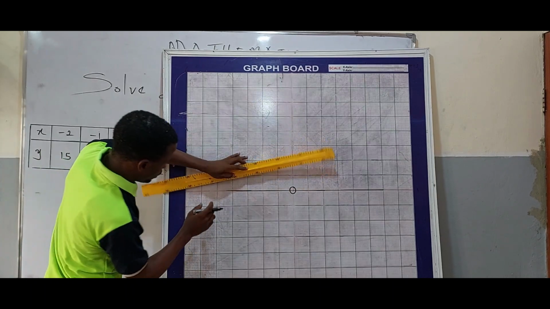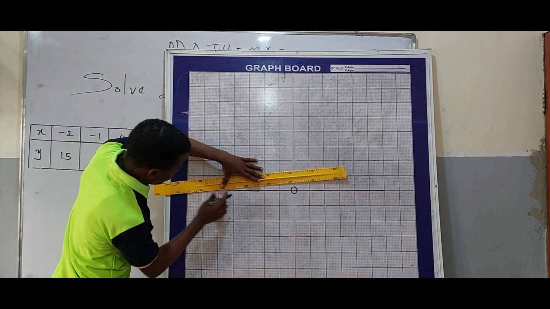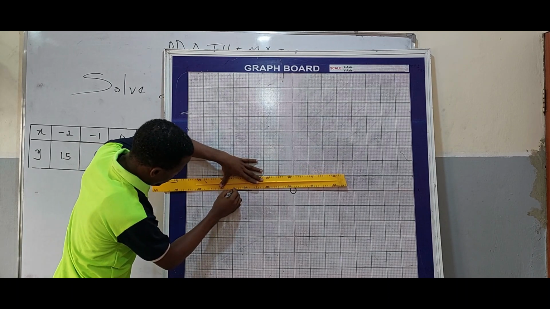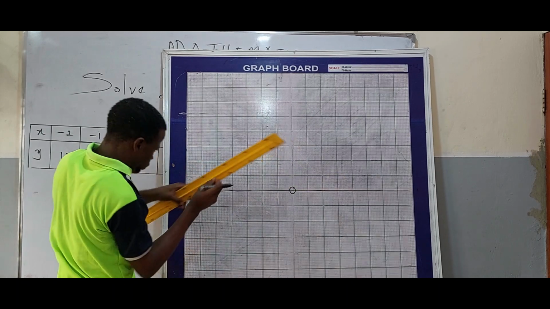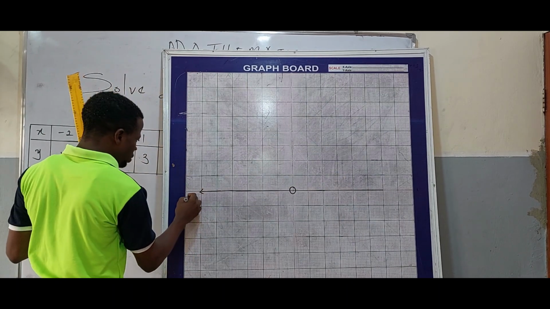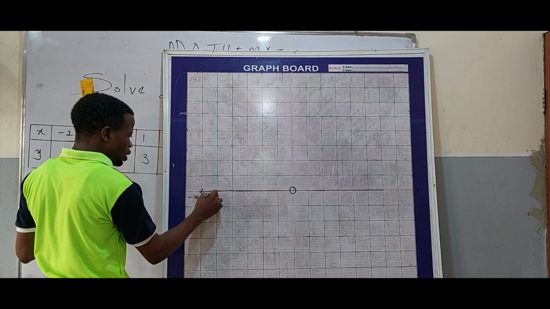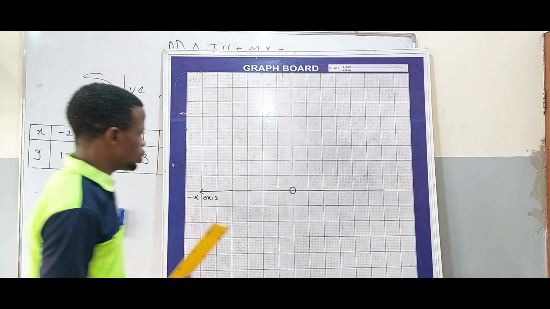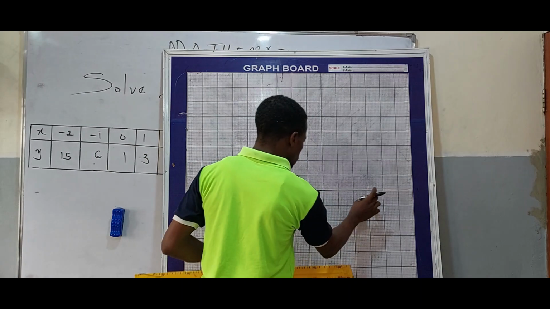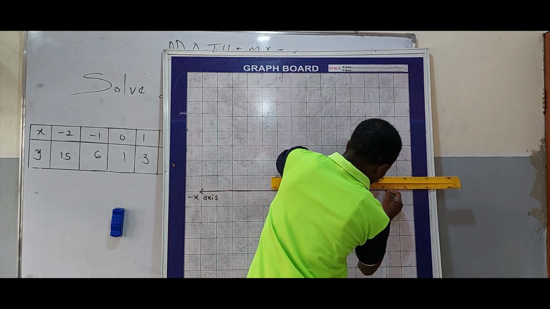So let me extend this. I want to have something a bit big. I have this. This is my negative x-axis. I explained it in another video for the Cartesian plane. 1, 2, 3. So I need something a bit long.